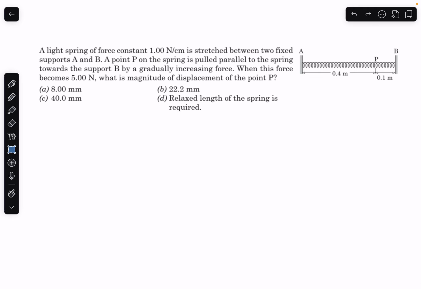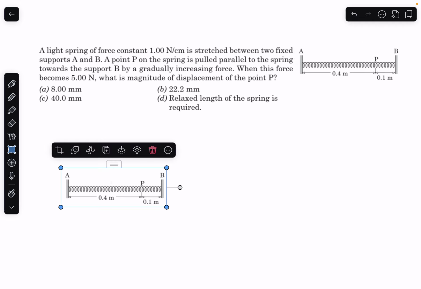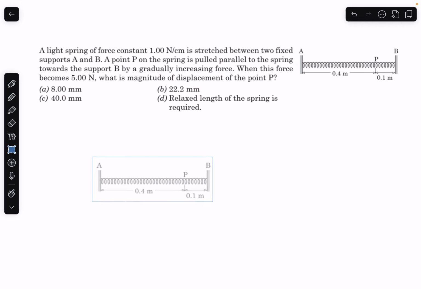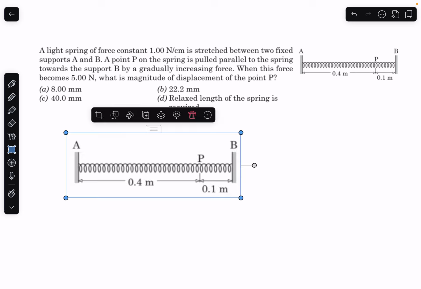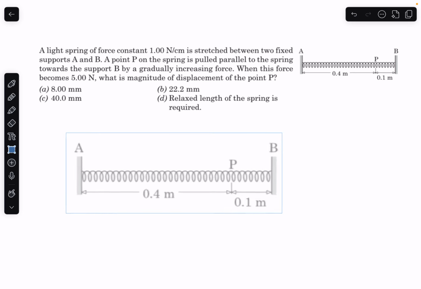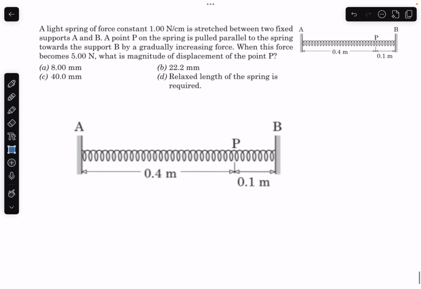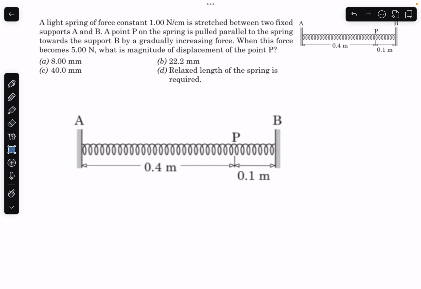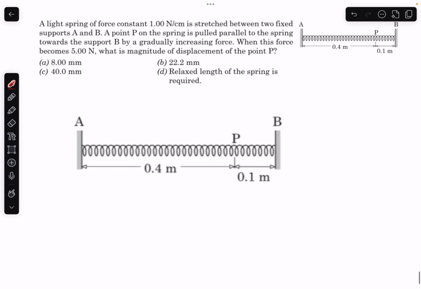So let us solve this problem. Before solving it, you need to keep in mind one concept: for a spring made of the same material, if we use a spring of greater length, then the spring constant will become smaller, whereas a spring of smaller length made of the same material has a greater spring constant.